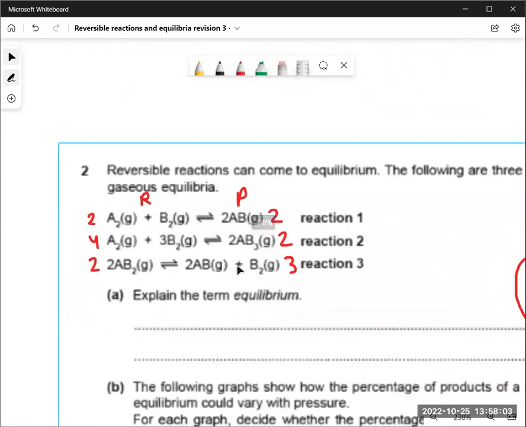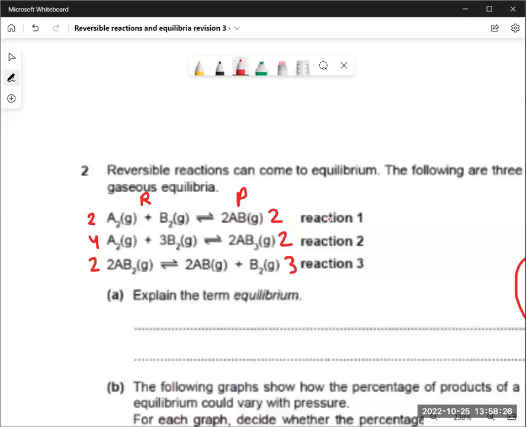For which reaction is that the case? That the product has fewer particles than the reactant. Because increasing pressure only favors the side with the lower number of particles. It's 1 and 2. No, but in 1 they're the same. So if they're the same, there will be no change.